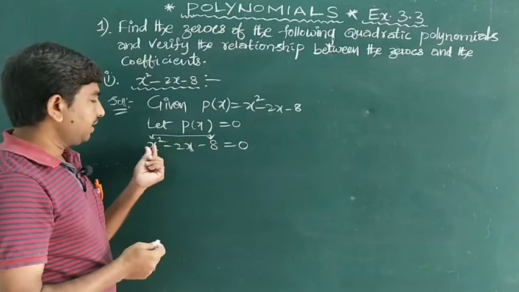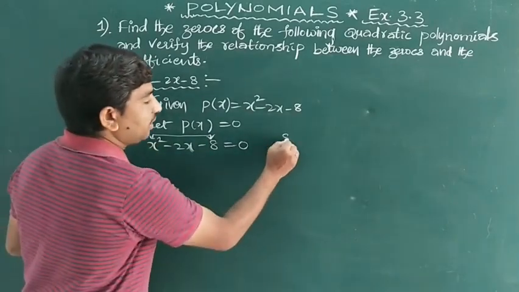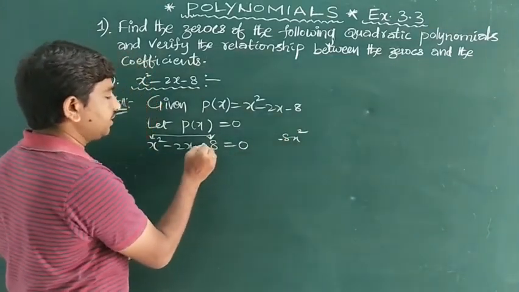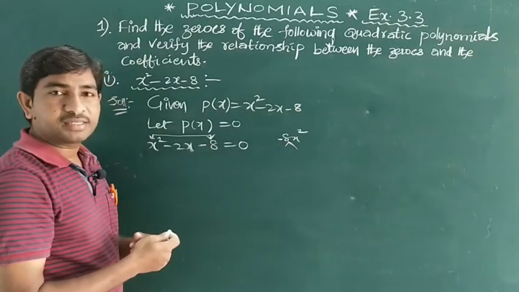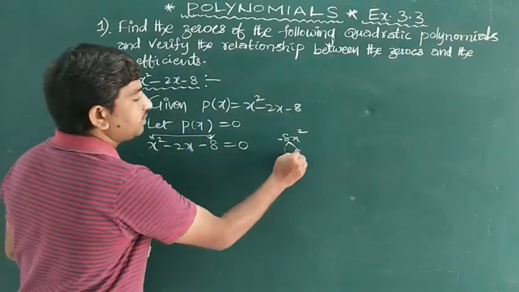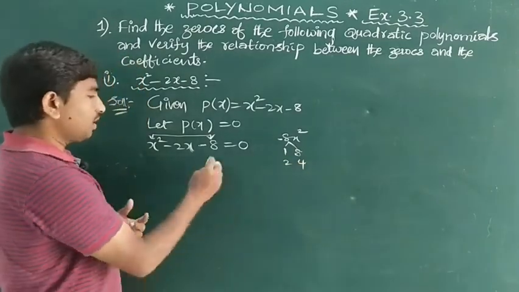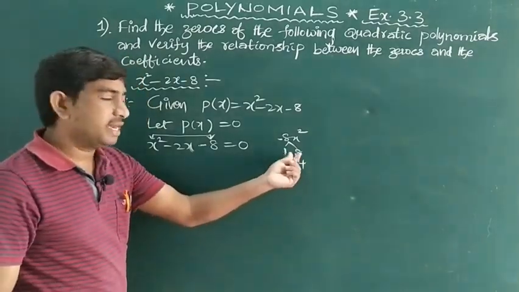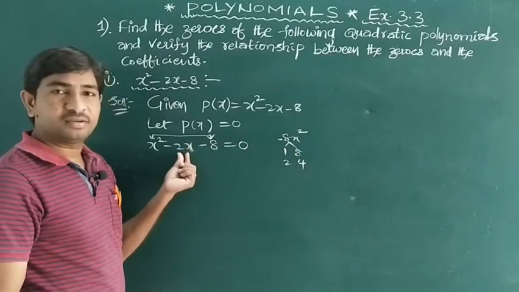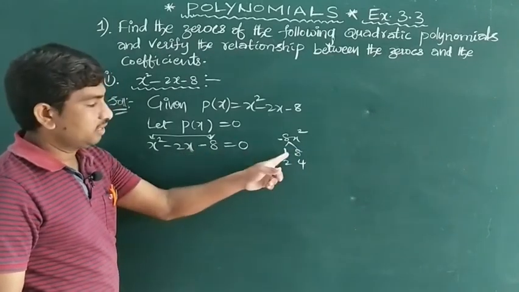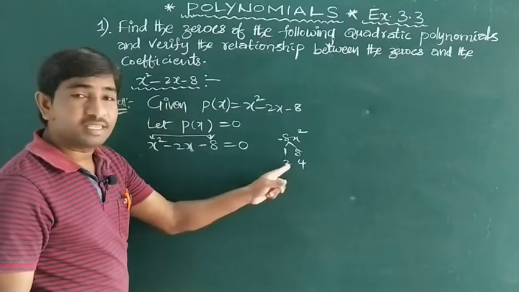Now multiply 8 into x square, that is 8x square, and minus here, minus is there. Now write the factors for this 8: 1 and 8, and next 2 and 4. Now what are the suitable pair? By adding 1 and 8 we get 9, but we need 2 only. So it is not a suitable pair. So this is the suitable pair.